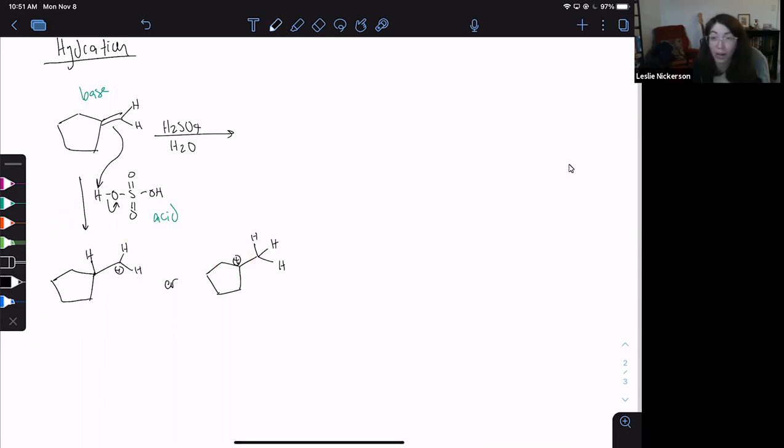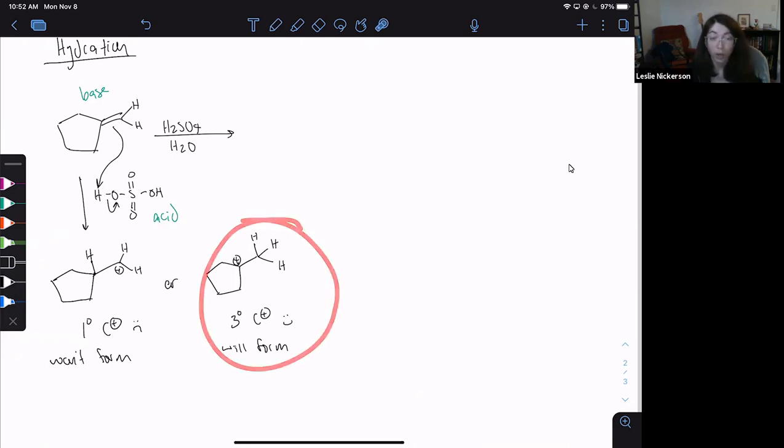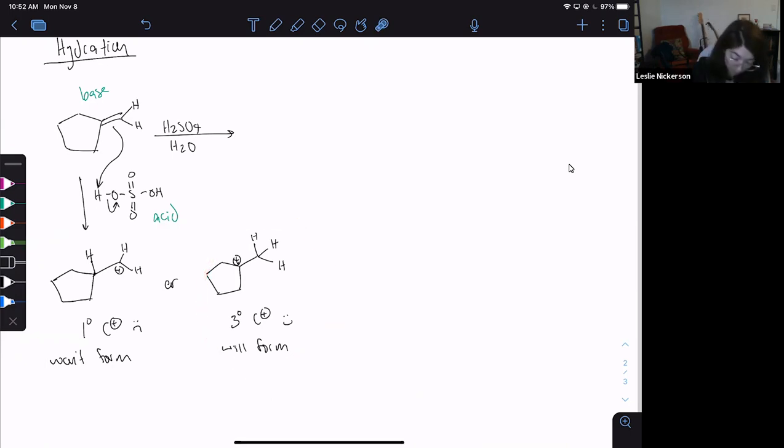So which one would rather have electrons ripped away? This is making a primary carbocation. This is making a tertiary carbocation. So we won't form this one. This one is happy, that one is sad. Okay, so if it helps you to draw out both options and then identify which one is best, that's totally fine. So we're going to move forward with the tertiary carbocation.